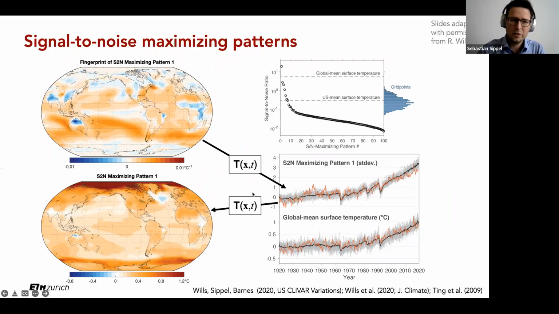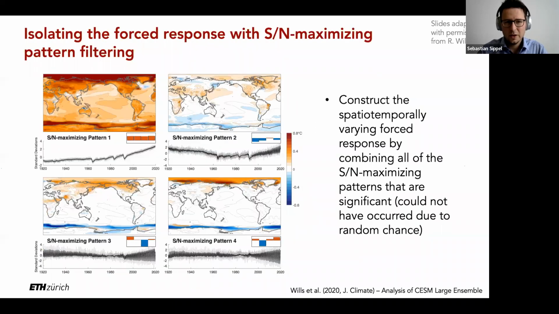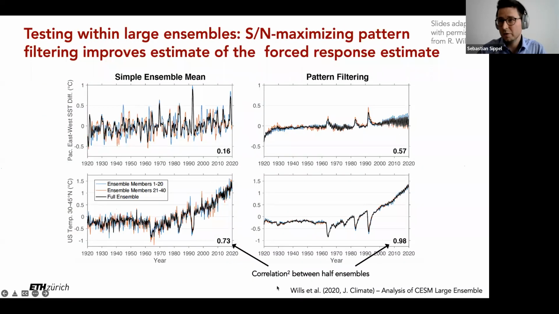If you do this, you end up with just another projection of your data matrix, and a signal-to-noise maximizing pattern that looks something like that. All right, that's what I wanted to say on these patterns. Of course, it is a way to save computational time, because it shows that you can reveal information from a large ensemble that is much more useful than just the ensemble average.